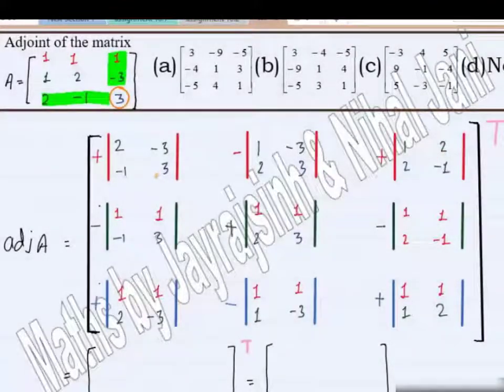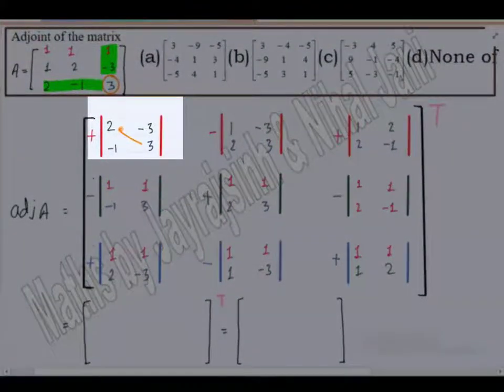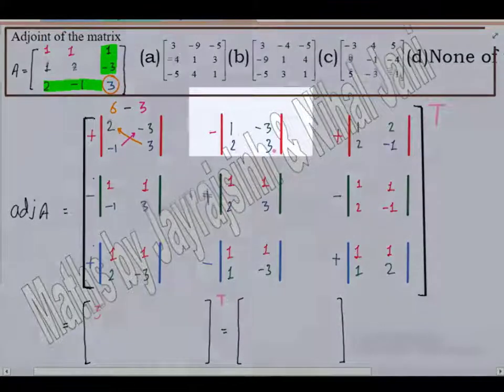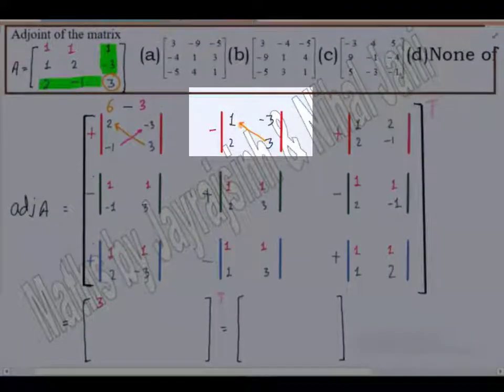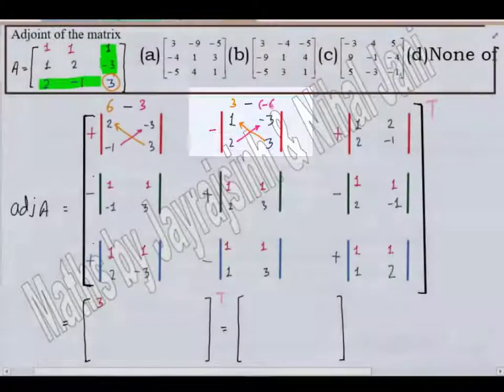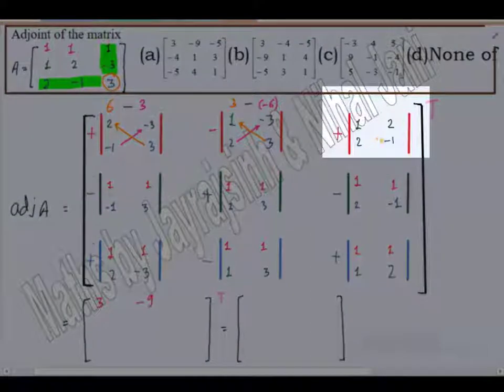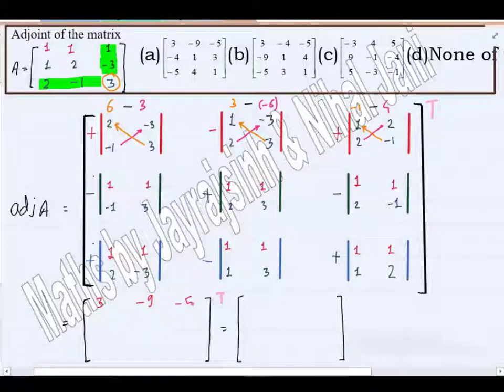Now just simplify for the next step. 3 2s are 6, minus 1 minus 3s are 3, which will give us 3. Now the next element, 3 1s are 3, minus 2 minus 3s are minus 6, will give us plus 9, but with the negative sign it will be minus 9. Similarly, for the next element, minus 1 minus 4 gives us minus 5. So let's write down minus 5.